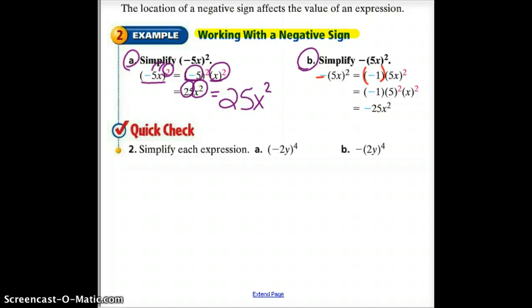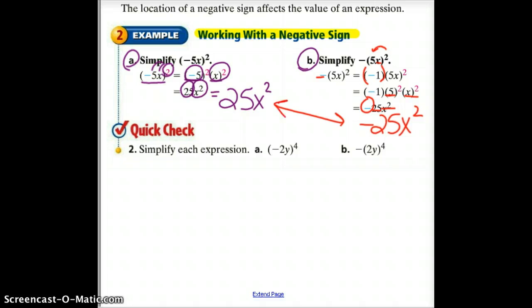This exponent of 2 is going to be applied to the 5 and the x, so not the negative 5. So now 5 squared is 25, x squared is x squared. I tack on the negative. Final answer is negative 25x squared. So that's the difference between these two.